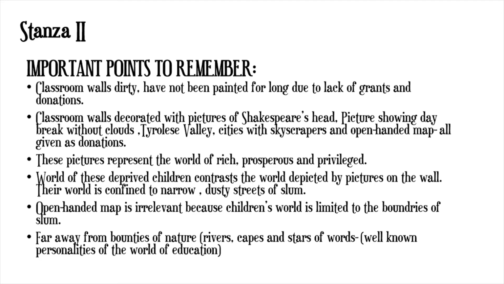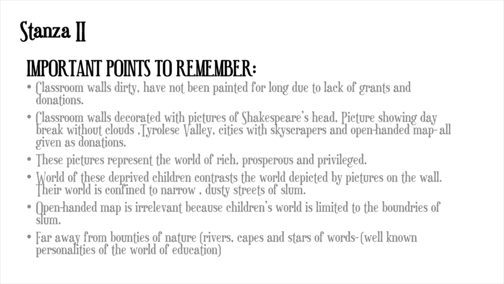Then, far, far from bounties of nature. The bounties of nature are represented by rivers and capes. And then the poet uses another metaphor, stars of words. Stars we all understand: famous personalities or people who do very well in life. They're called stars. I'll take simple examples like any film star or any cricketer who has done very well, who is very successful, is a star, or a Nobel laureate is a star. So, well-known personalities. Because he uses the word stars of words, words here represent education or the literary world. So the explanation of stars of words would be well-known personalities of the world of education.